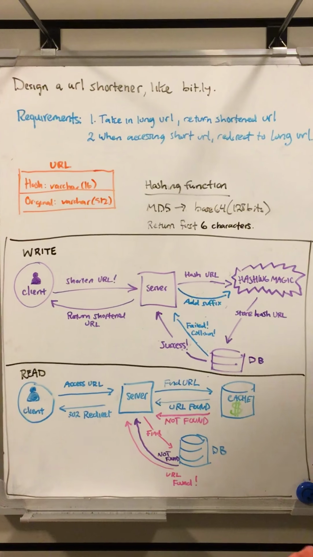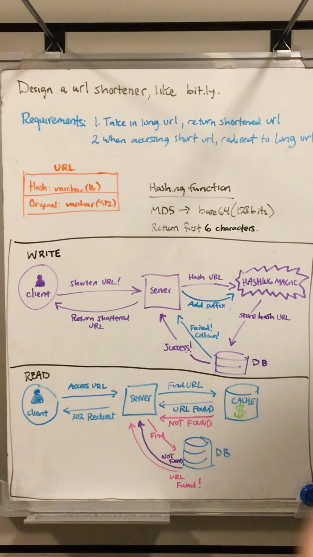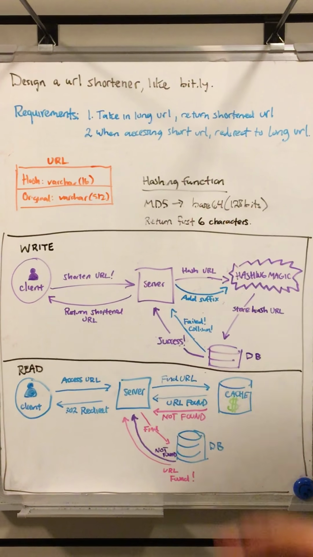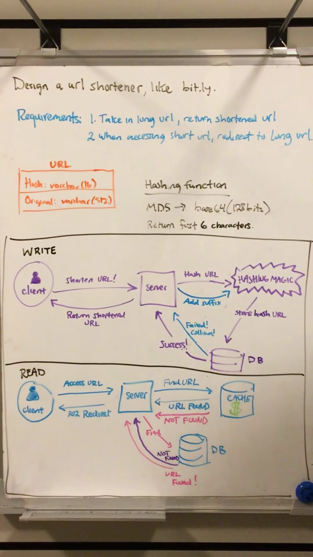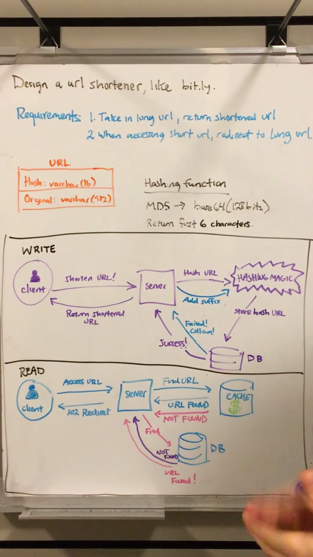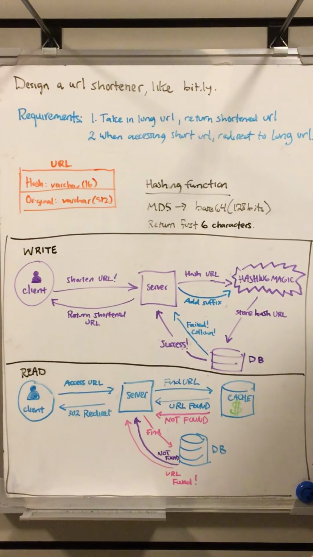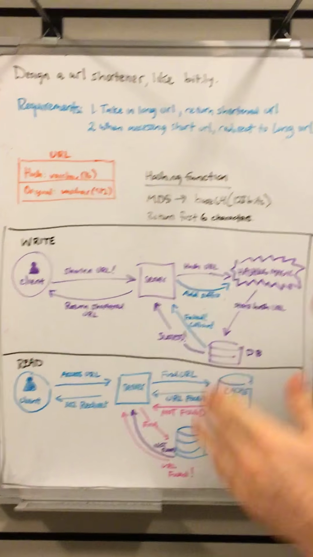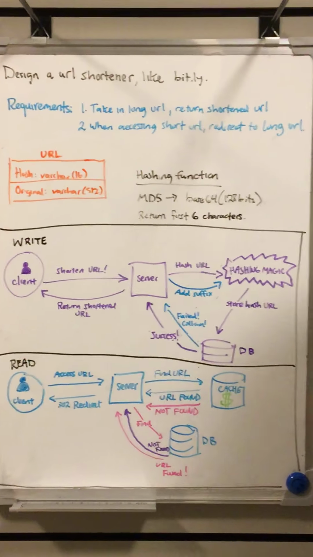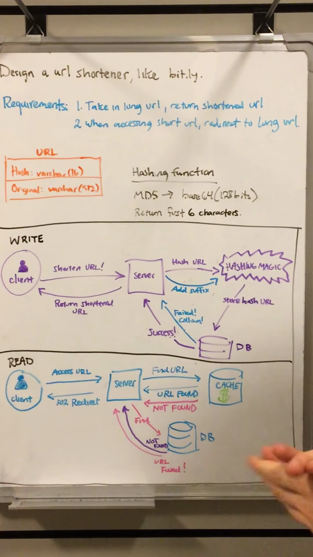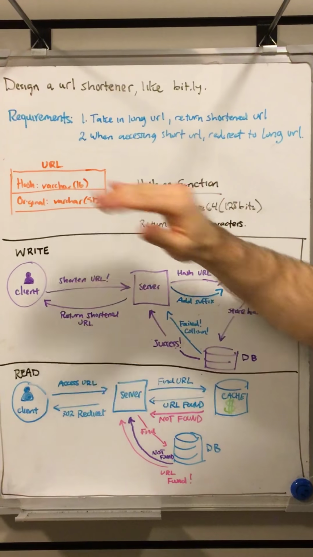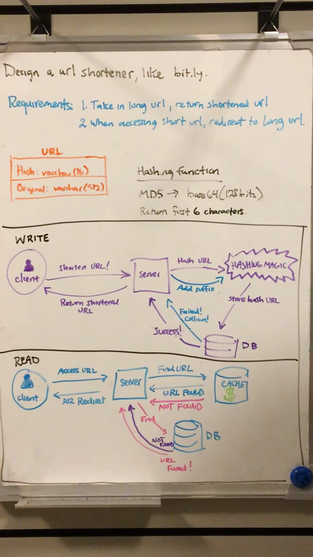That's going to be the basic schema, and this could be done in a NoSQL database, since we're not going to really have any relationships for this design. In other more robust designs, we may consider having users, and those users' IDs could map to the given URLs that they create. But for our purposes, we're just going to have a hash for the shortened URL, and the original URL.